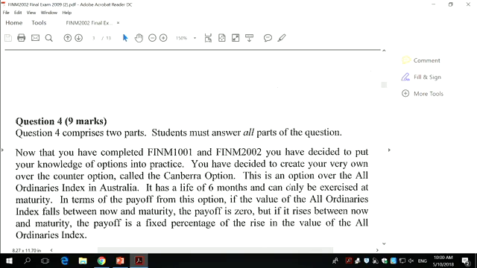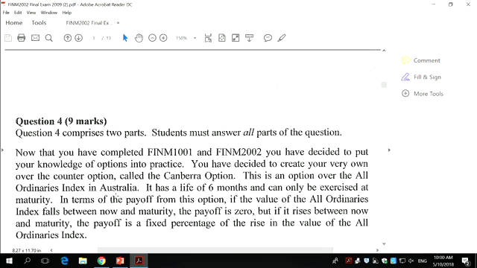Okay, now that you've completed Foundations of Finance and Derivatives, you've decided to put your knowledge of options into practice. You've decided to create your very own over-the-counter option called the Canberra option. This is an option over the All Ordinaries Index in Australia. It has a life of 6 months and can only be exercised at maturity.